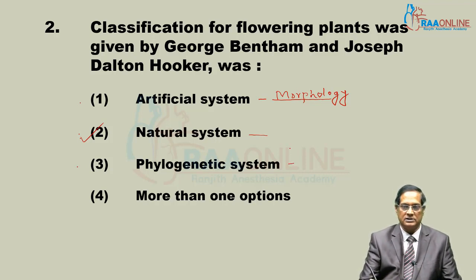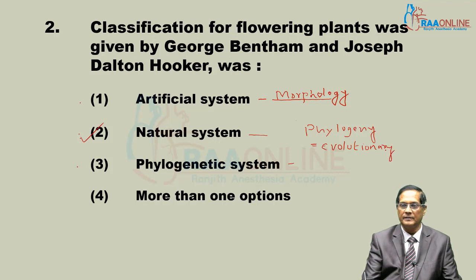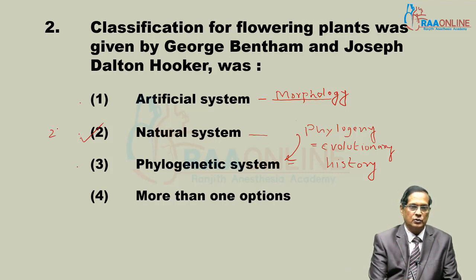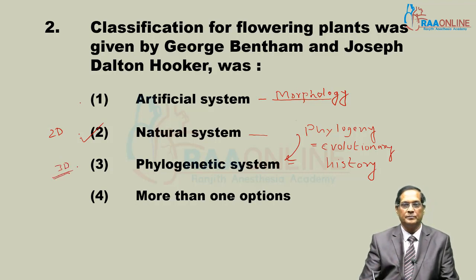And in the phylogenetic system, phylogeny means evolutionary history. In the phylogenetic system, all biological characters are considered as well as phylogeny, that is evolutionary history. Natural system is called 2D system of classification. This is known as 3D system of classification.